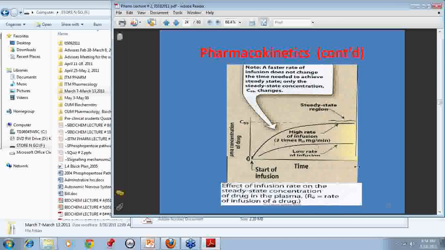You see a low rate of infusion here. If you double the rate of infusion, you're achieving steady state at a higher level here. The bottom line is that this is the steady state concentration that you want to achieve. A faster rate of infusion does not change the time needed to achieve steady state. It's only the steady state concentration that changes.